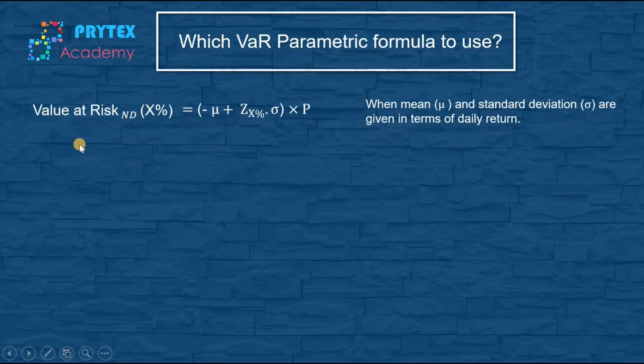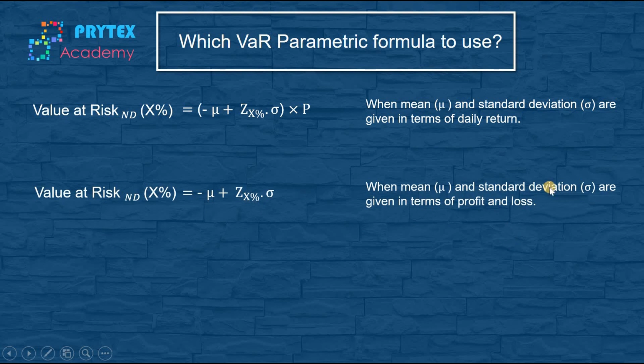see those formulas. So this is the formula that we have used just now, that is, value at risk for normal distribution at x% significance is equal to minus mu, which is the mean, plus the z value for x% significance multiplied by the standard deviation sigma. We multiply this whole thing inside the bracket by P, which is the portfolio value. We use this equation when mean mu and standard deviation sigma are given in terms of daily returns.